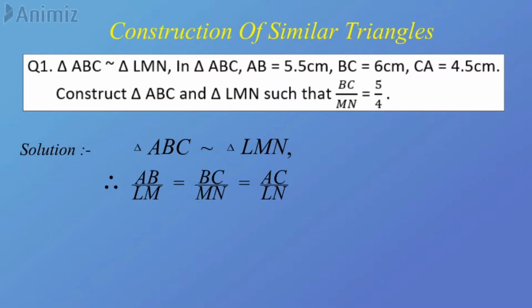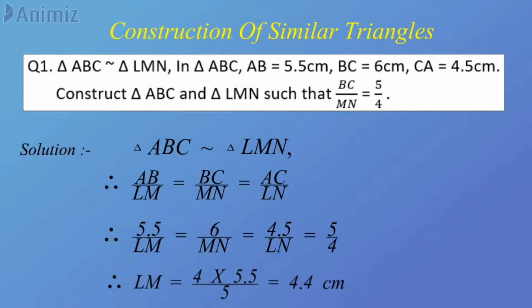Let's substitute the values. When you substitute the values, what will you get? Yes, 5.5 upon LM equal to 6 upon MN equal to 4.5 upon LN, which is equal to 5 by 4. When you consider the first ratio equal to 5 by 4 and cross multiply, your LM will be 4 into 5.5 upon 5, which will give you the value 4.4 centimeter.